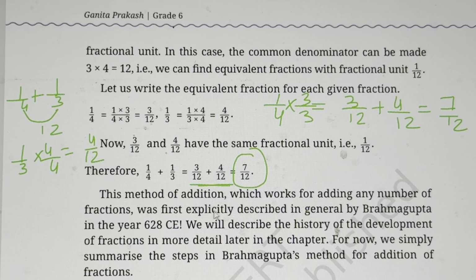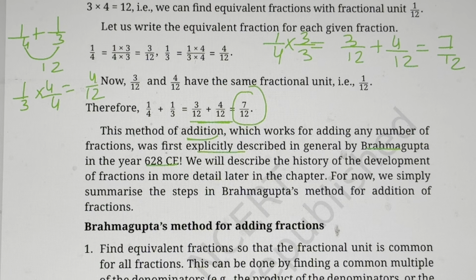Now this kind of method of addition, which works for adding any number of fractions, was first explicitly described in general by Brahmagupta in 628, Indian mathematician Brahmagupta, and that's why this method is known as Brahmagupta's method for addition of fractions, right? So what do we do in that?